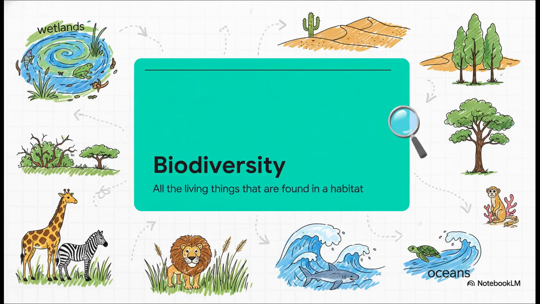So the absolute foundation of this entire web is biodiversity. And really, that's just a fancy word for all the living things found in a specific habitat. Take a place like South Africa, for example. The sheer variety of habitats there is, well, it's staggering. You've got wetlands, bushveld, grasslands, deserts, forests, and oceans. And every single one of these habitats is absolutely teeming with indigenous species. Plants and animals that naturally occur right there and nowhere else. And the wildest part? They're all completely interdependent on one another just to survive.